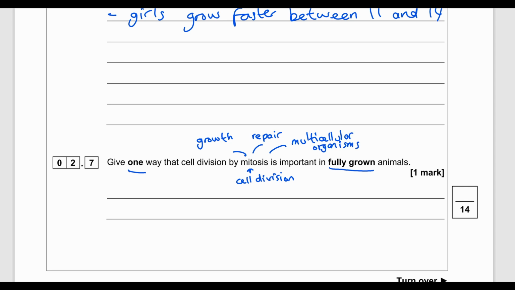Now, they've put in fully grown, so that means we can't use growth as an answer. And if it's forming multicellular organisms, it's already formed, so we can't put that as an answer either. So our answer would be repair, but we need to be a bit more specific than that. What is being repaired? It's repair of any damaged tissue. Remember that we can't say repairing cells. What happens in mitosis is there's a replacement of cells. So cells get replaced and tissue gets repaired.